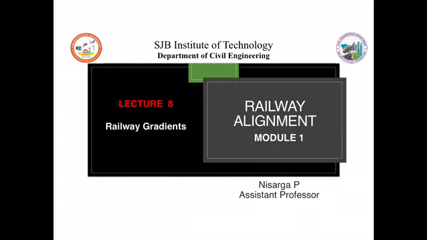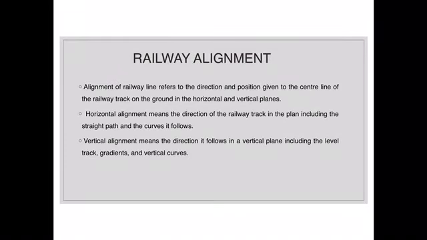In this session, we will be discussing in detail the types of railway gradients and the limitations for providing them. To start, first we will understand what a railway alignment is. Marking the center line of the railway is what we call the alignment, or you can also call alignment a line which refers to the direction and position given to the center line of the railway track on the ground. That can be in the horizontal or in the vertical plane.